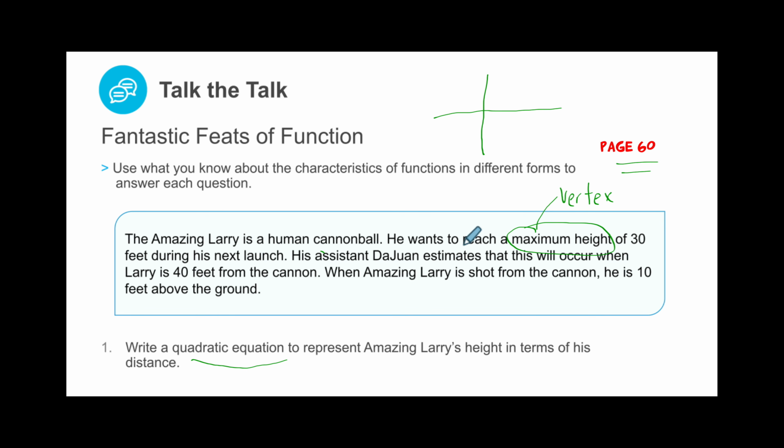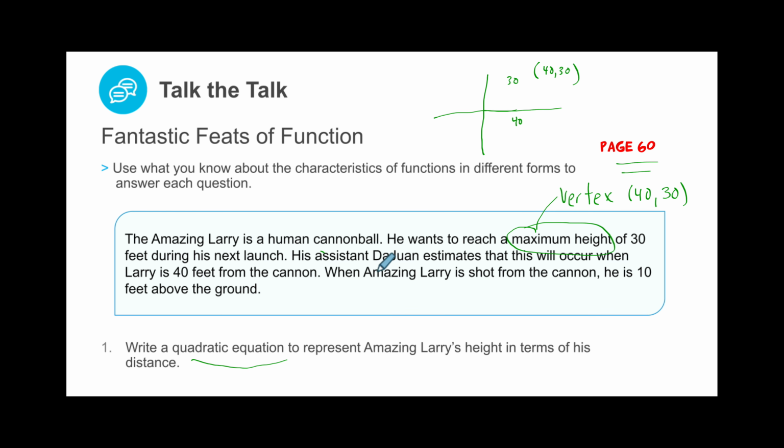So when he estimates that it's 40 feet from the canyon, that's telling us we have 40 feet here. He should be up at 30. That's going to give us the point 40, 30, right? So that is the vertex. So the vertex is 40, 30. Let's write that down. Now, we need another point.